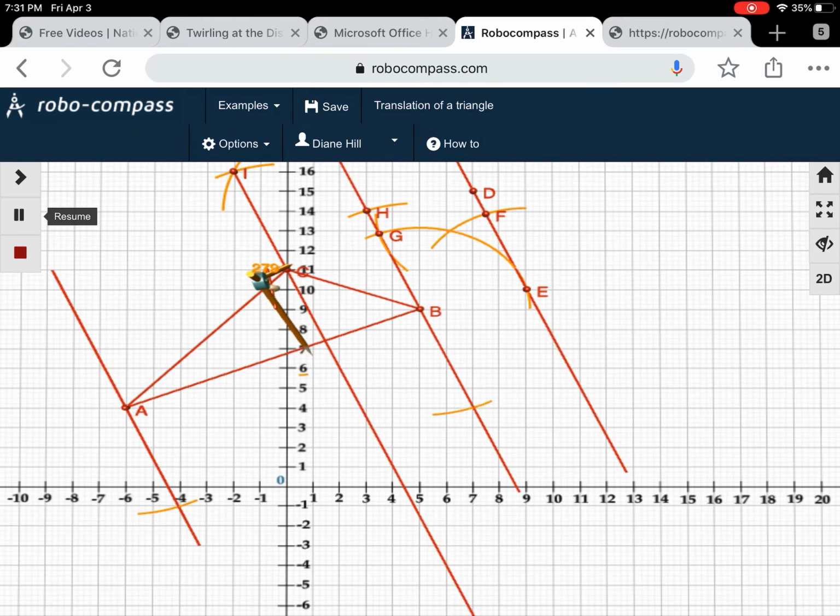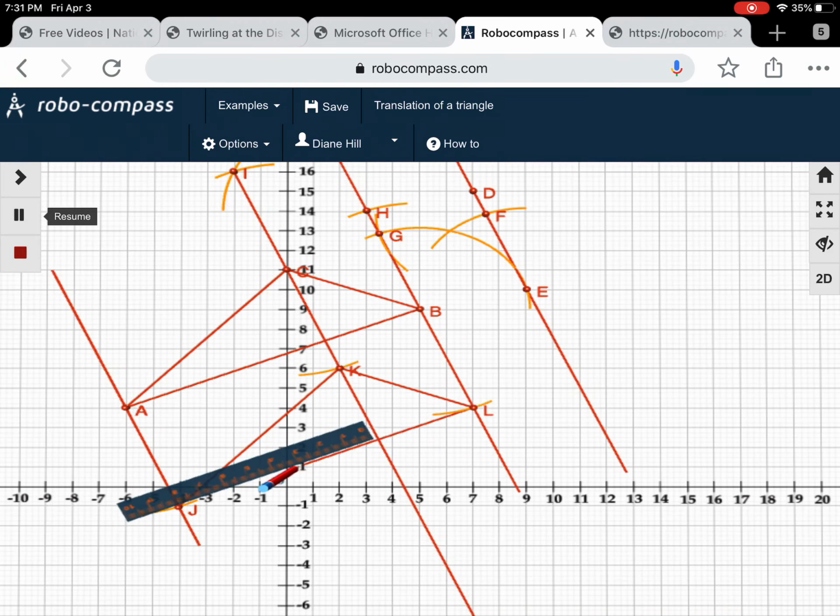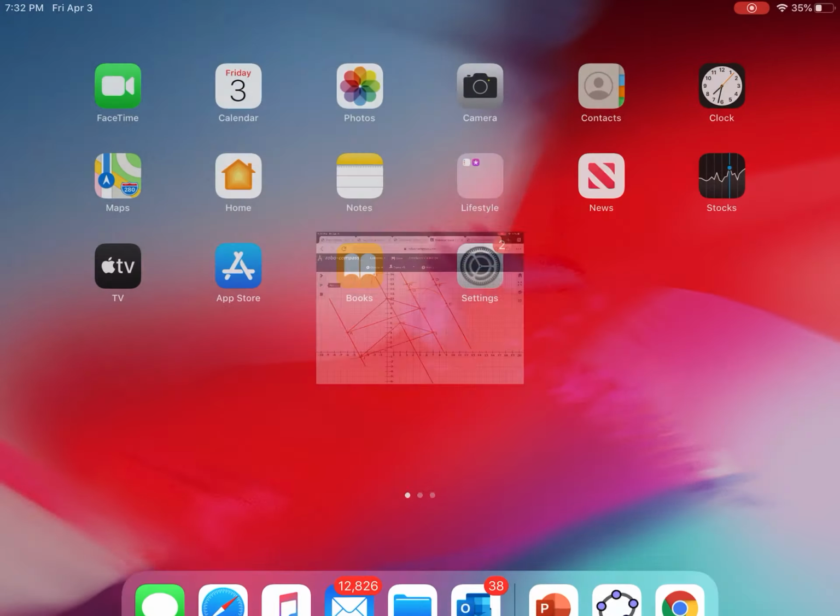So now it's marking. I don't know if you noticed, the compass came over here and measured from D to E, and now it's marking all those spots that same distance down the parallel line from A, B, and C. And those are my new points. And so this is a congruent triangle. Every point has been moved the same distance along that parallel line. So that is how we construct a translation.